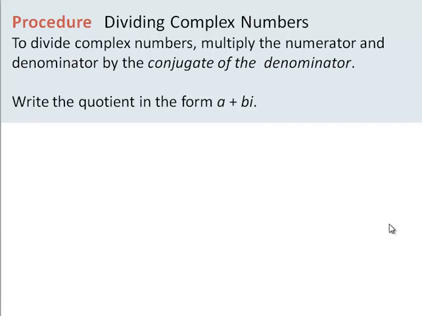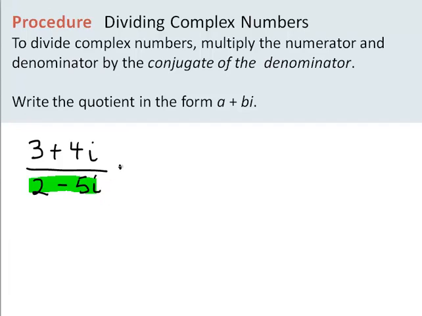To divide with a complex number, basically you're setting it up in fraction form, and you're going to multiply the numerator and the denominator by the conjugate of the denominator. So for instance, if I had (3 plus 4i) over (2 minus 5i), if I multiply this by its conjugate, I'll get rid of the i.